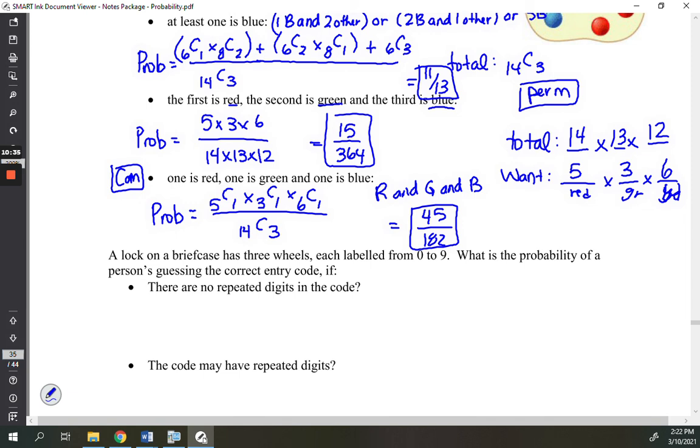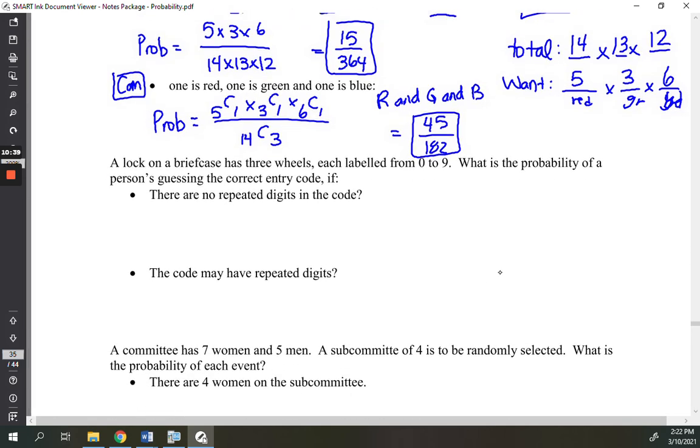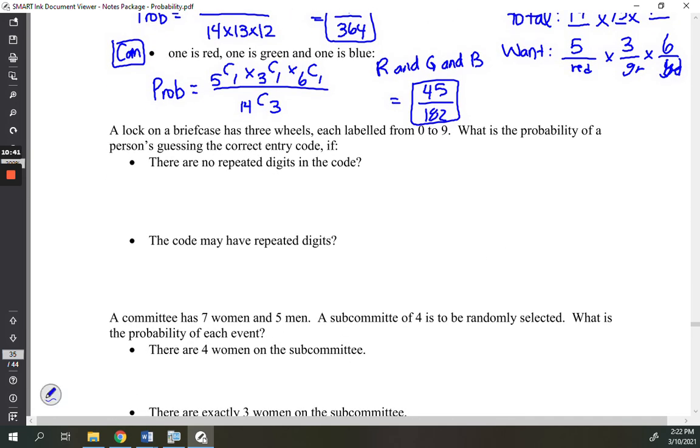Okay, we'll do one more. So the next one here. We have a lock on a briefcase. It has 3 wheels, each labeled from 0 to 9. What is the probability of a person guessing the correct code if there are no repeated digits in the code?